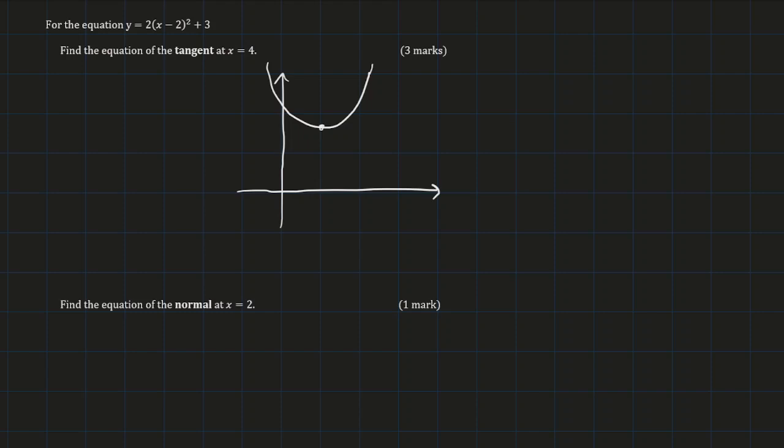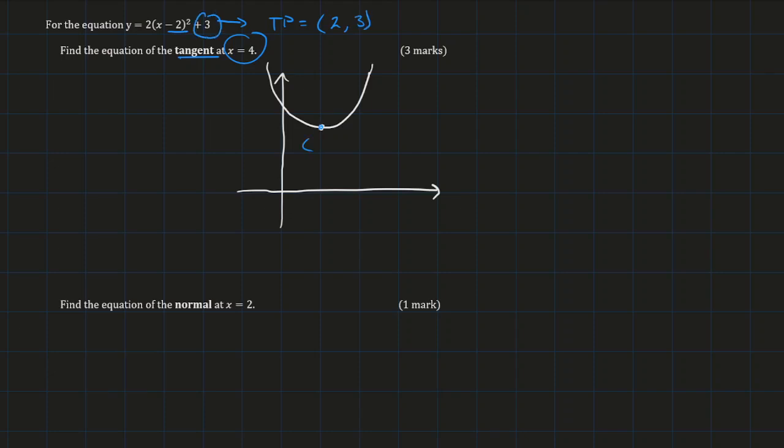In this question, we're asked to find the equation of the tangent at x equals 4 for the equation y is equal to 2(x minus 2) squared plus 3. So this equation is in turning point form. The turning point, we can read off this as the negative of that, so it's positive 2 and then positive 3 on the outside.